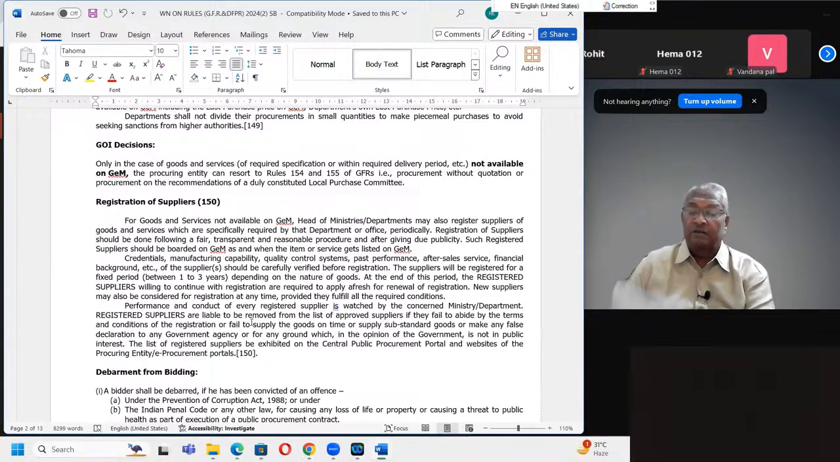Performance and conduct of every registered supplier is watched by the concerned ministry or department. How the behavior and business dealings are, that is being constantly watched by the ministry or department.